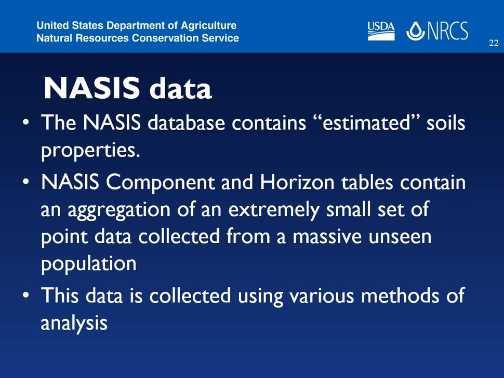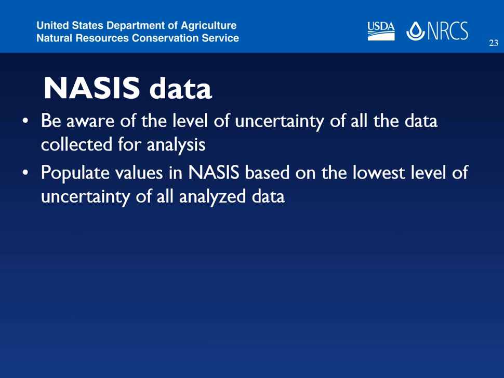So in summary, let's summarize all of this up. Your database, the NASIS database, contains estimated soil properties. It does not contain lab data. The component and the horizon tables are an aggregation of an extremely small set of point data that you've collected from a massive unseen population that you're assuming based on your landscape model. And so that data that you're collecting, you've collected it using various methods of analysis. And you have to weigh all of this and be aware of the level of uncertainty for all of that data that's been collected before you sit down and analyze this data and make decisions on how you're going to present this.